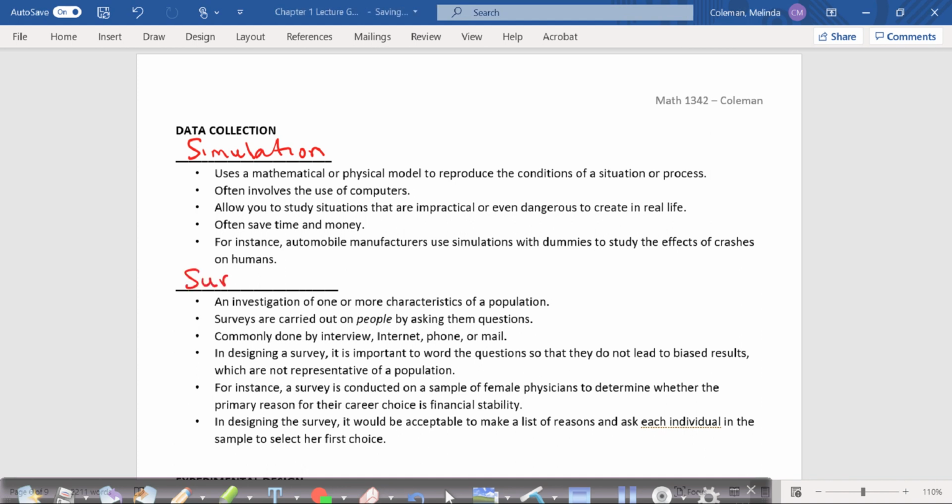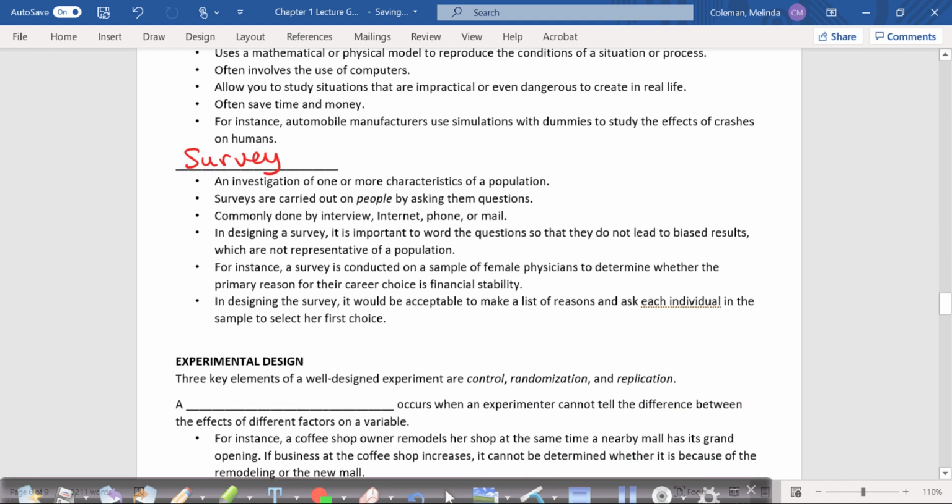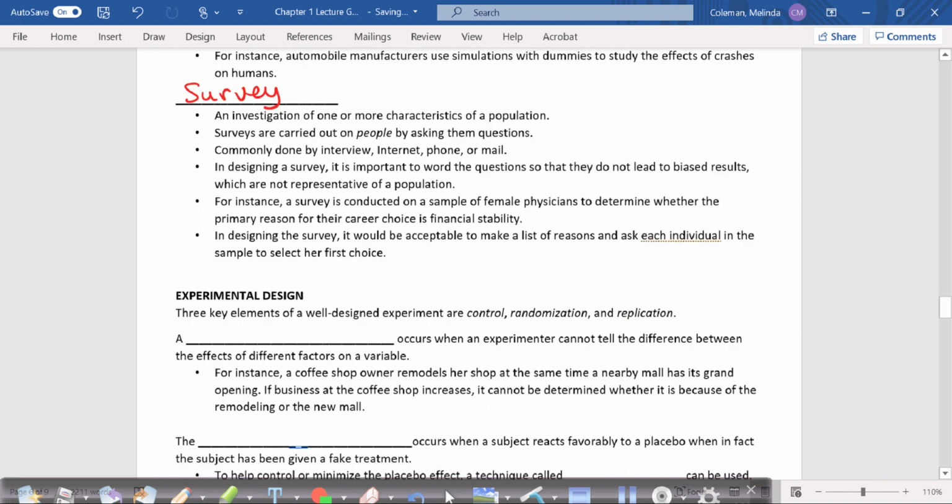A survey is an investigation of one or more characteristics of a population. They're carried out on people by asking them questions. They are commonly done in an interview, internet, phone, or email, or regular mail. In designing a survey, it's important to word the questions so that they don't lead to biased results, which are not representative of a population.